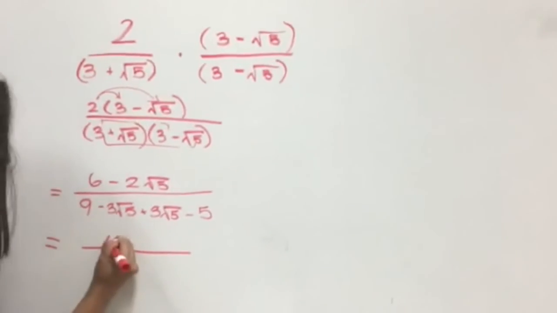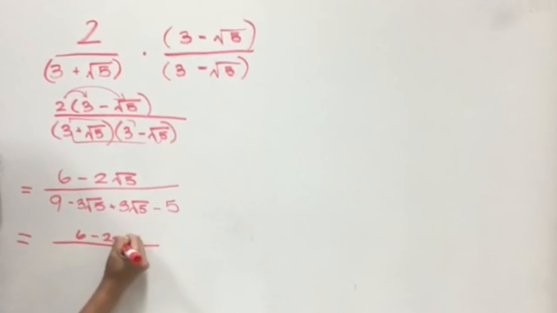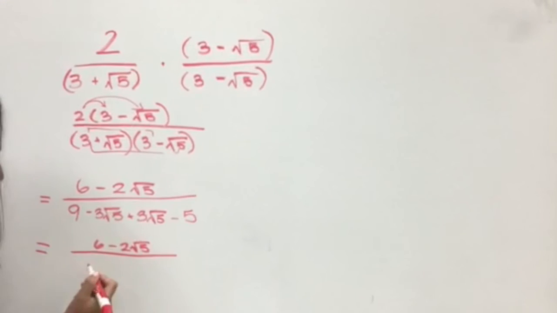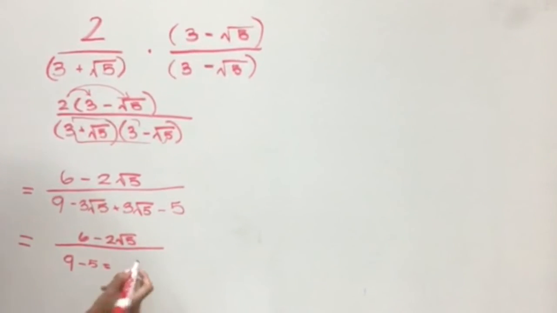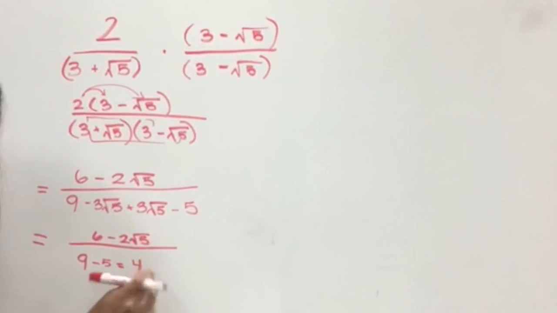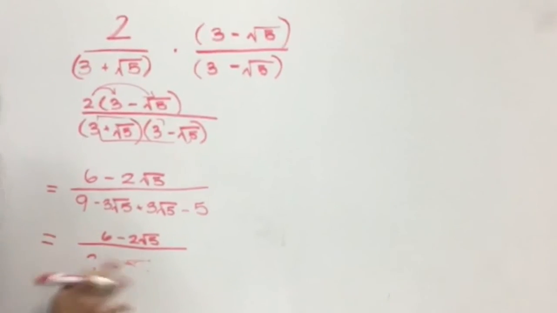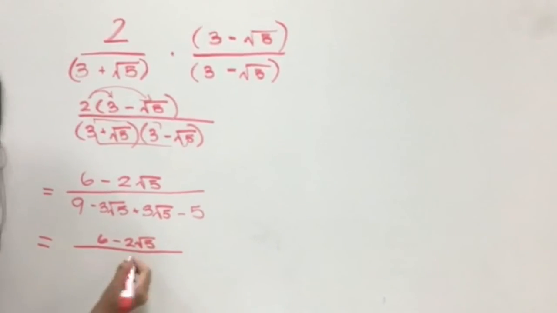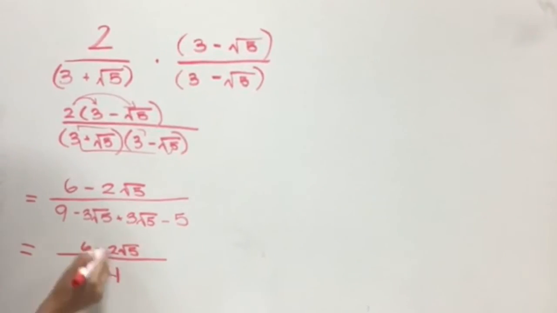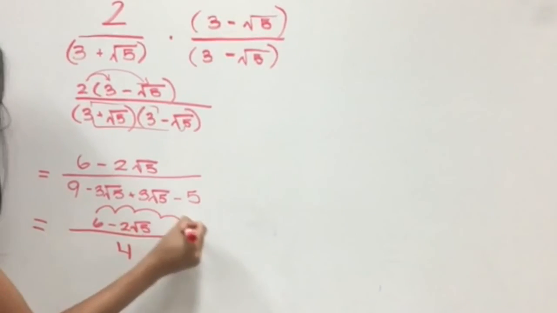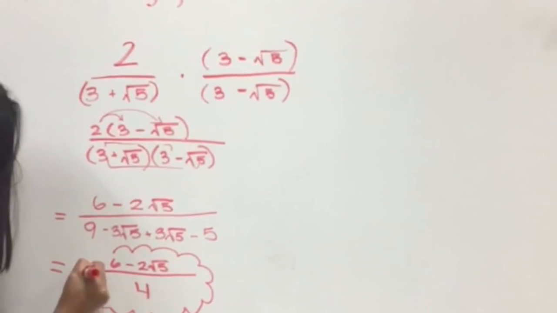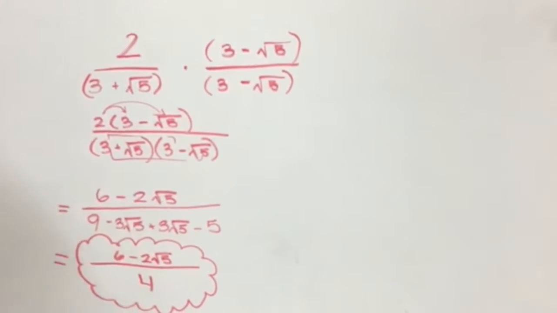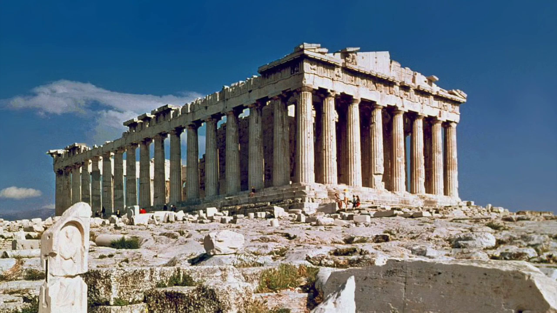So now we're going to simplify even more. 6 minus 2 rad 5 cannot be combined, so that's going to remain the same on the numerator. And we're going to simplify: minus 3 rad 5 plus 3 rad 5 is 0, so you're going to combine 9 minus 5, and that equals 4, which is what you will be leaving in the denominator. You can simplify this even more because 6, 2, and 4 are all factors of 2.